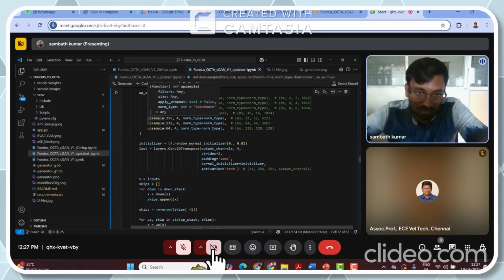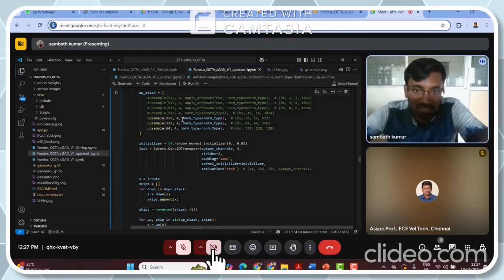So we are going to have upsample 256 in the second stage. In the third stage, we are going to have a 128 filter. In the fourth stage, at last, we are having a 64 filter block.